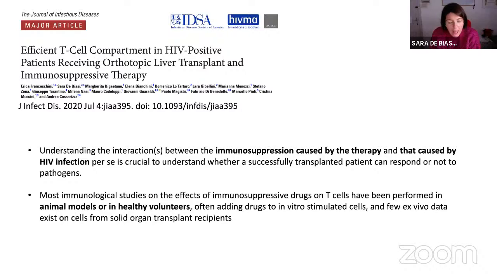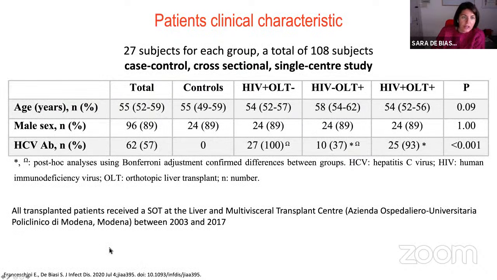Of course, there was a big gap in the literature because most of the immunological studies on the effects of immunosuppressive drugs on T cells have been performed in animal models or healthy volunteers. So there was no data in the literature regarding immunosuppressed patients with HIV. For us, it was very important because we wanted to understand why sometimes in this kind of patient there is graft rejection or upcoming viral infection. So we studied a total cohort of 180 subjects.